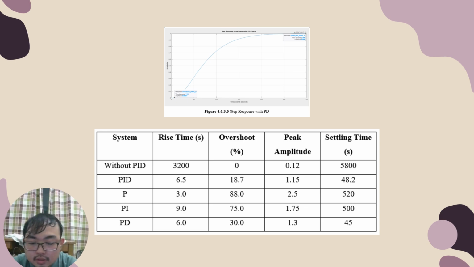In conclusion, controller choice depends on the specific requirements of the application. For example, stability, speed, or reduced oscillations.